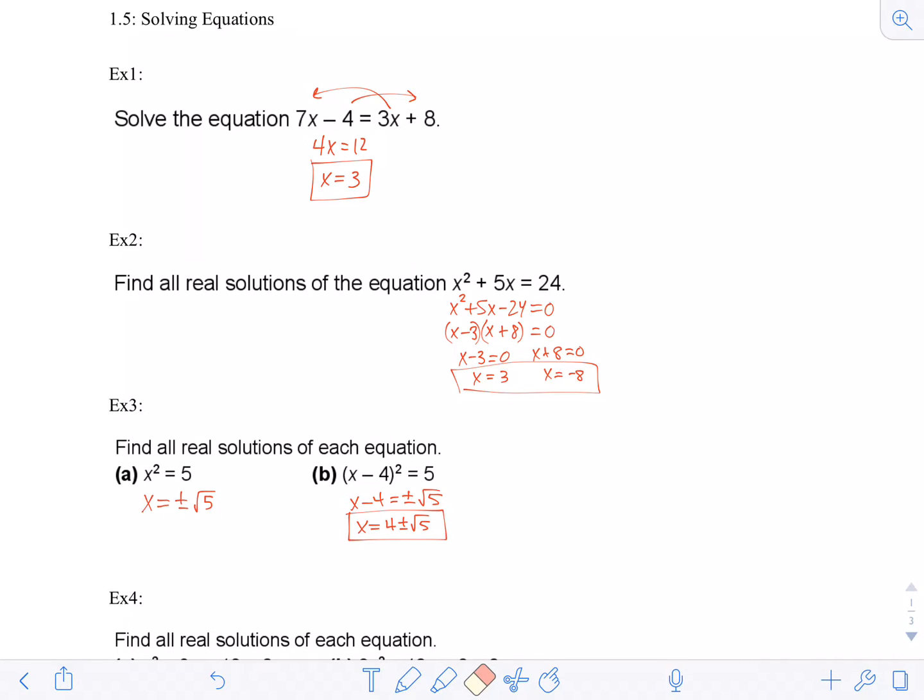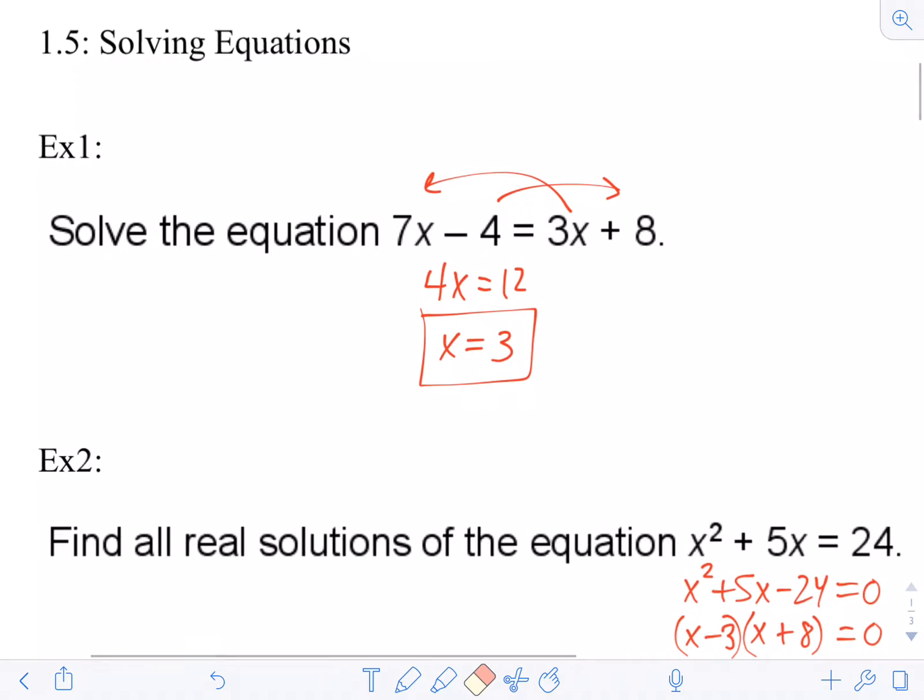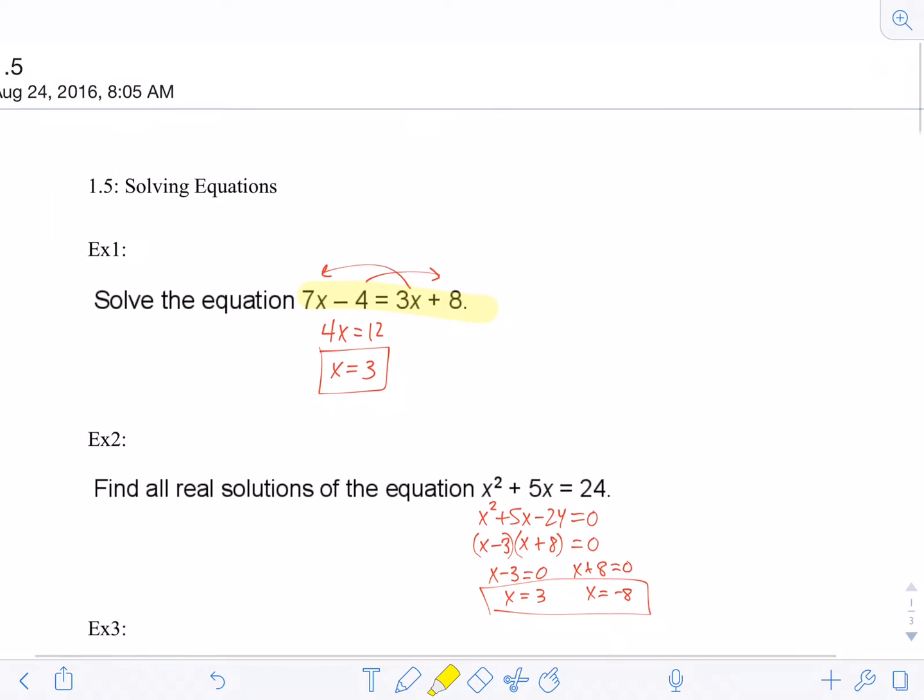For 1.5, solving equations, this is where I think people start to struggle a little bit with chapter 1. The first thing that we have going on in solving equations is solving something that's linear. Well, linear just doesn't have any squares or exponentials or logs or trig or roots or denominators or anything like that. So I think most people are fairly comfortable with this. All that essentially means is get all the x's on one side and the numbers on one side. And in this case, you end up getting 3.